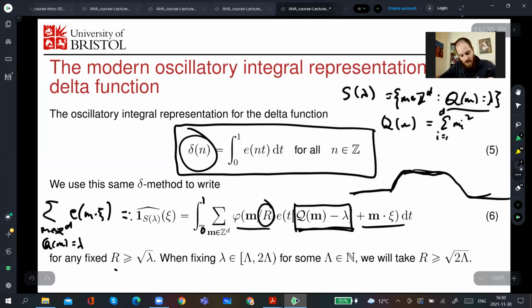Okay? And R needs to be sufficiently large so you actually pick up all those lattice points, which just means that R has to be at least the square root of lambda. We're thinking about R as roughly the radius of something, hence why it's R. And when we're going to take a supremum over lambda in some dyadic window, which is also inconveniently called big Lambda, we need to take R big enough so that it works for all of those averages simultaneously.